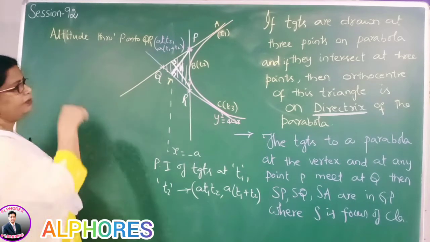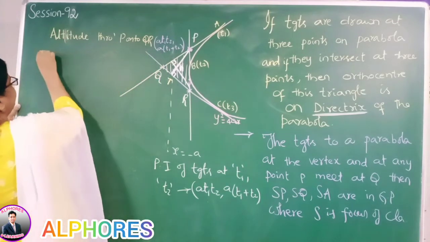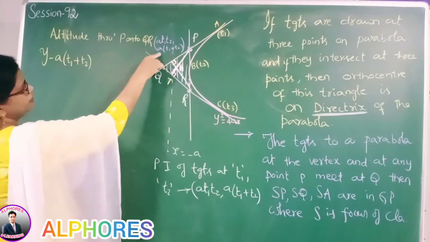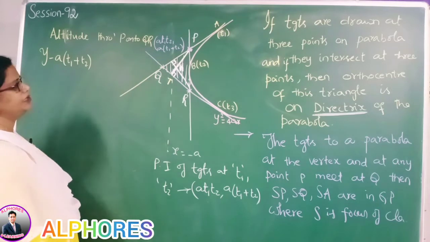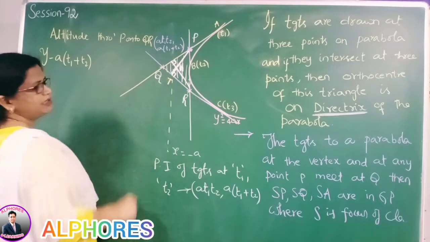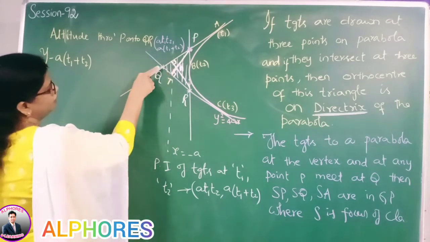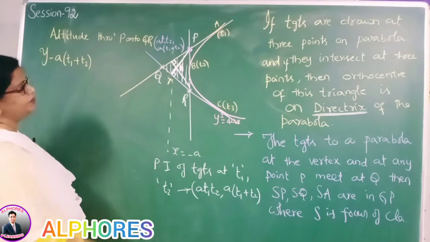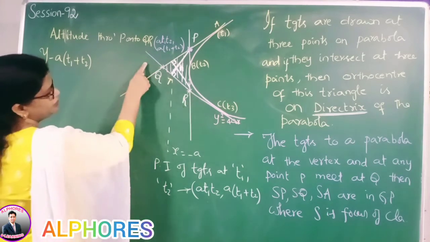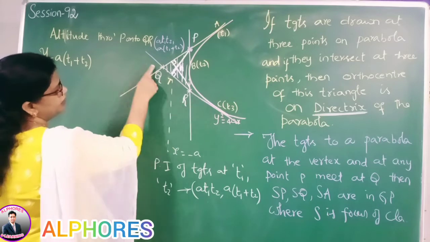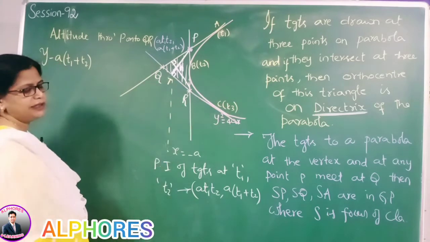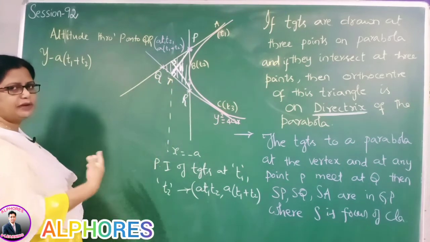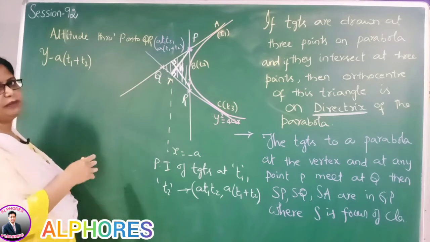Then what is our formula? y minus y1, that is y minus a into t1 plus t2. Now what about the slope of this altitude? All of you know PT is perpendicular to QR because it is an altitude. But what is the slope of QR, students? This QR is drawn tangent at the point t3, and you know the slope of the tangent at a point t is 1 by t.